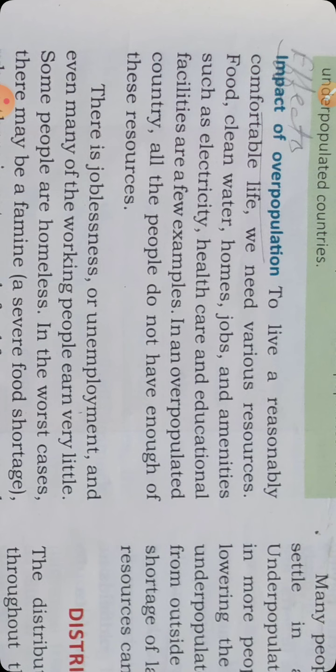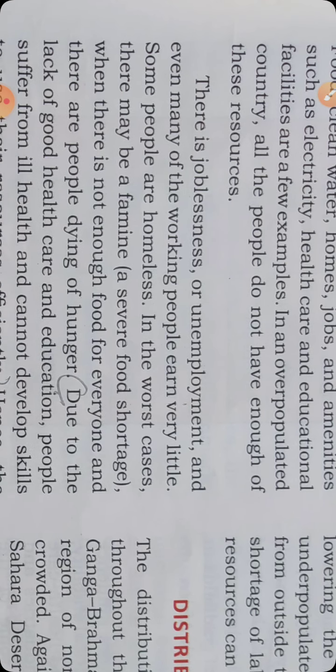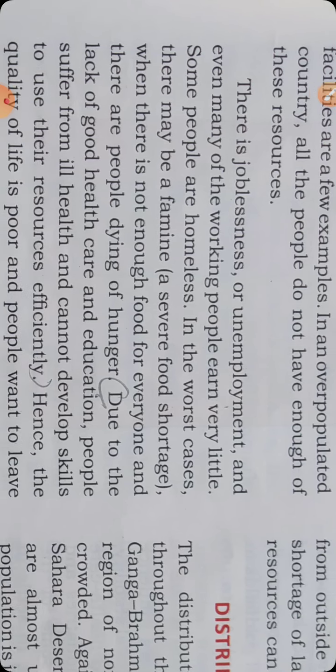To live a reasonably comfortable life, we need various resources like food, clean water, homes, jobs, and amenities such as electricity, healthcare, and educational facilities. In an overpopulated country, all the people do not have enough of these resources. There is joblessness or unemployment, or even many of the working people can earn very little. Some people are homeless.